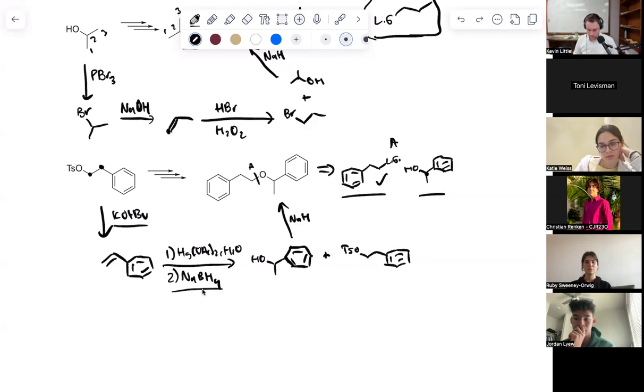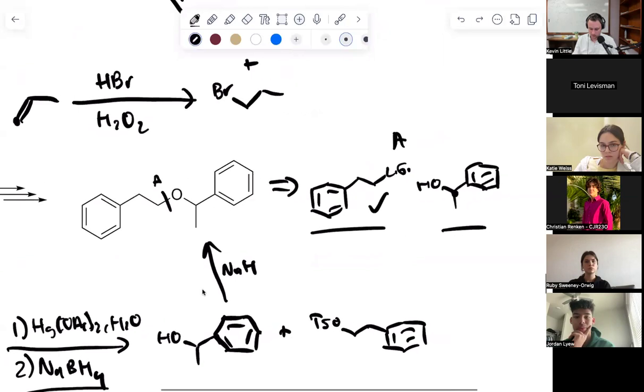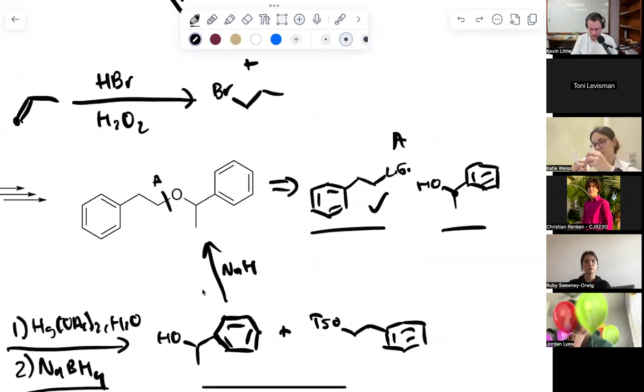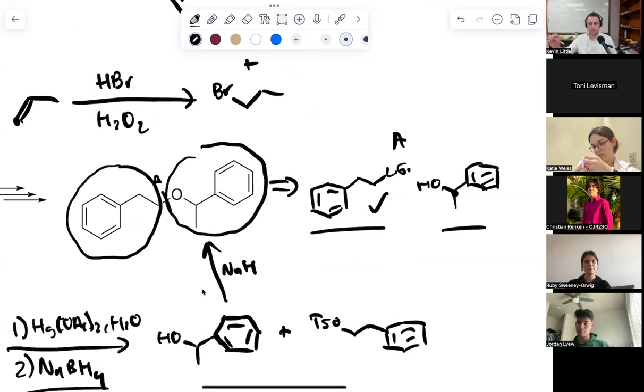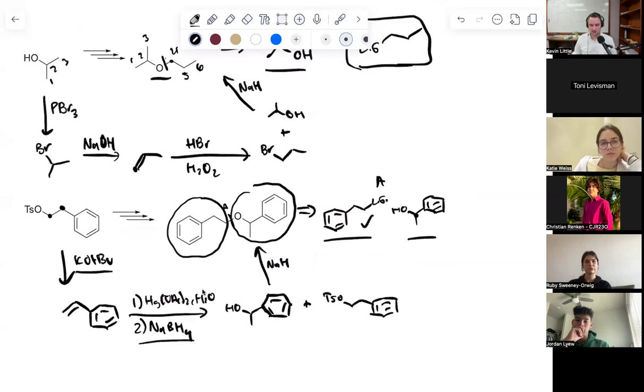So, do you guys have any questions about how these work or any specifics of why I'm thinking this? I do think the hardest thing is trying to see this ether disconnection, trying to understand, hey, I need to make this side and this side separately. One needs to be my nucleophile, one needs to be my electrophile, and then I can put them together. But once you've got that down, then there's a whole bunch of just eliminate, add to get to the correct nucleophile or get to the correct electrophile.